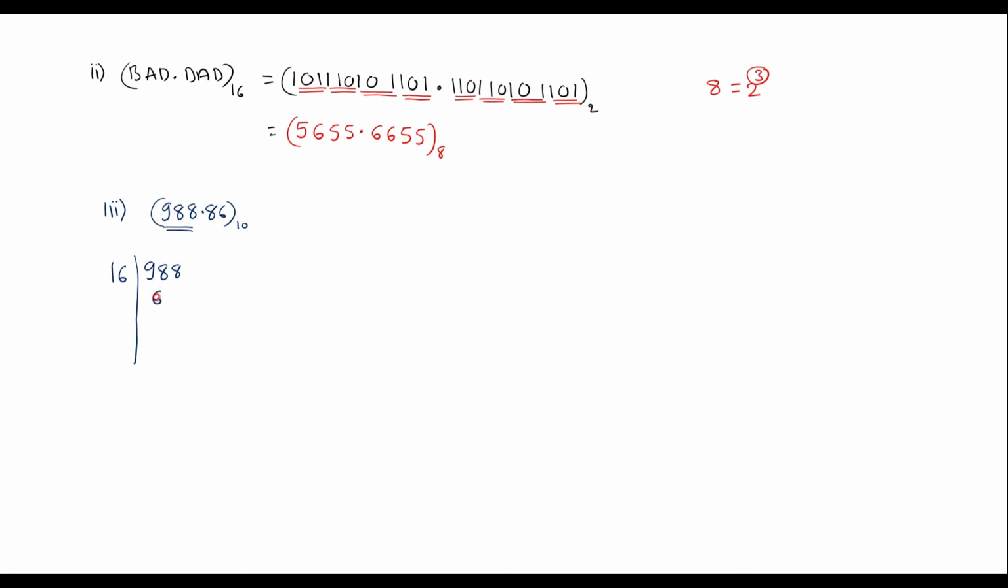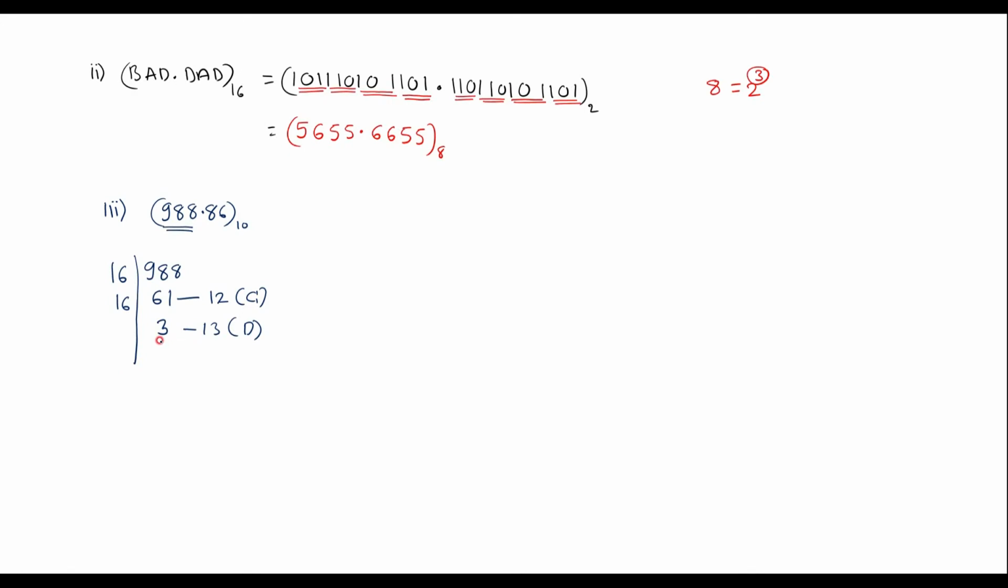16 6 96, remainder is 2, it will become 28. Then 16 ones are 16, 28 minus 16, it gives 12, the remainder is 12. So 12 is equivalent to C in hexadecimal. So this is C. Further divide 61 by 16. 16 3 is 48. 61 minus 48 gives 13. So 13 is nothing but in hexadecimal it is D. So further division is not possible.